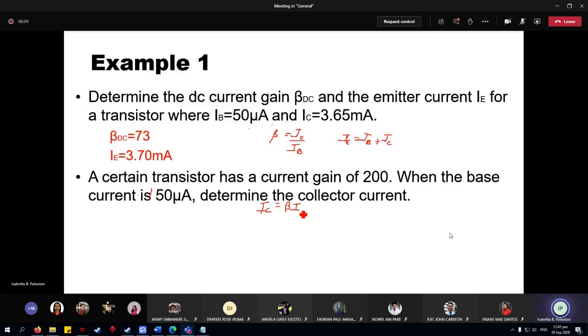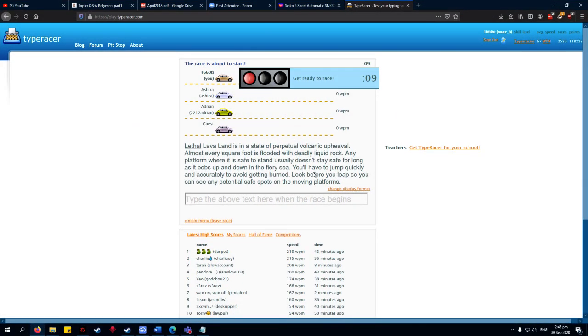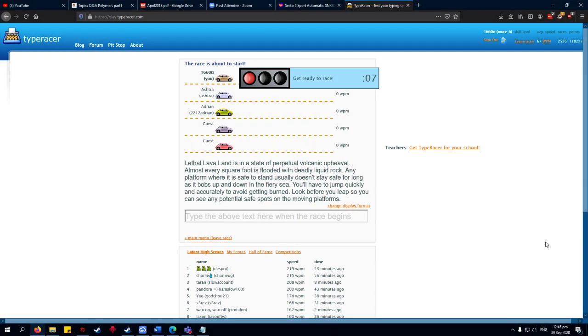You will eventually memorize these formulas. So, determine the collector current. The collector current will be equal to 10 milliamperes, which is 50 microamperes times 200. So you have that as 10 milliamperes.